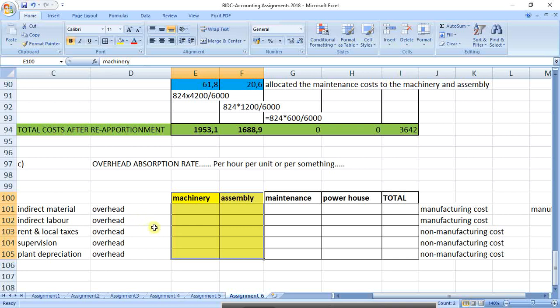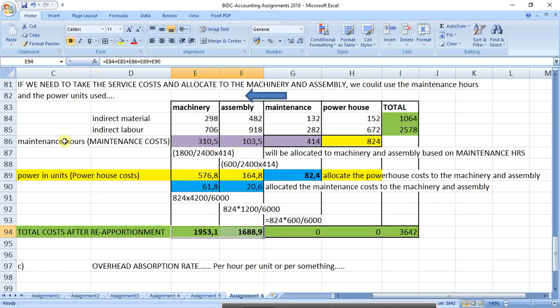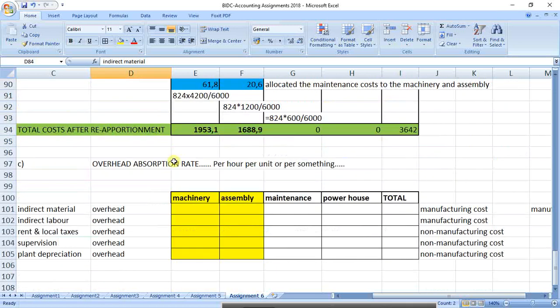Right, so indirect material. We need to work out the rates. So we need our totals. So that's going to come from there. There's the totals. Okay, for the machinery, so the indirect labor and indirect material. So these two we can actually group. I'm going to group these, delete that. Indirect material and indirect labor.